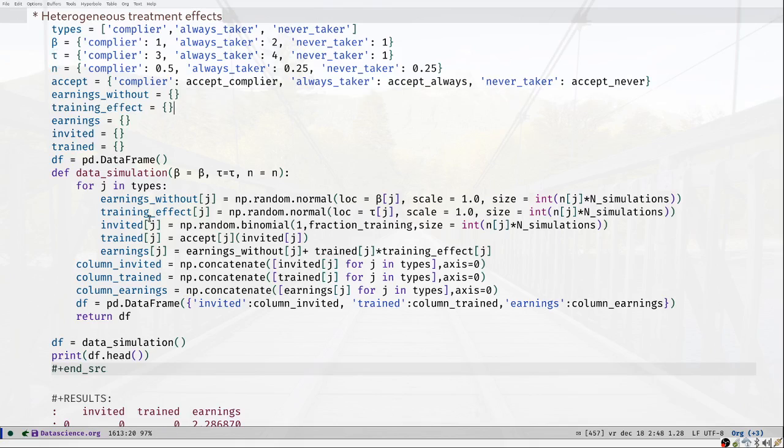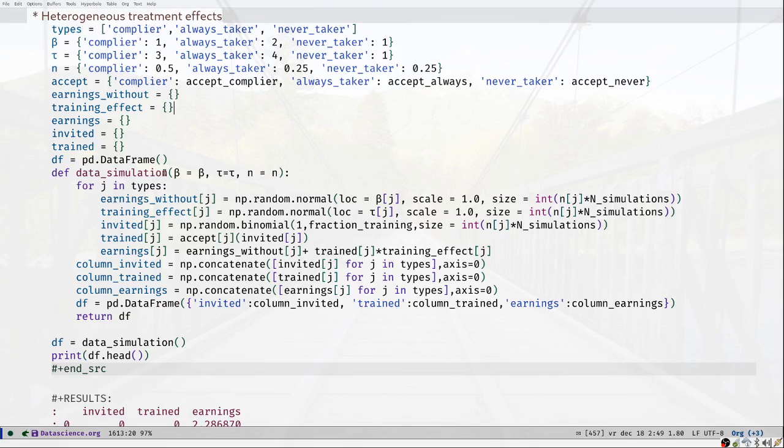So later on if you want to play around with the data frames that you can generate here, you can write beta equal to a different value of beta. And if you don't specify tau or n, it will simply choose the default values for tau and n. So it's very simple to generate different data sets with different assumptions on the effects or the fractions of the different groups.